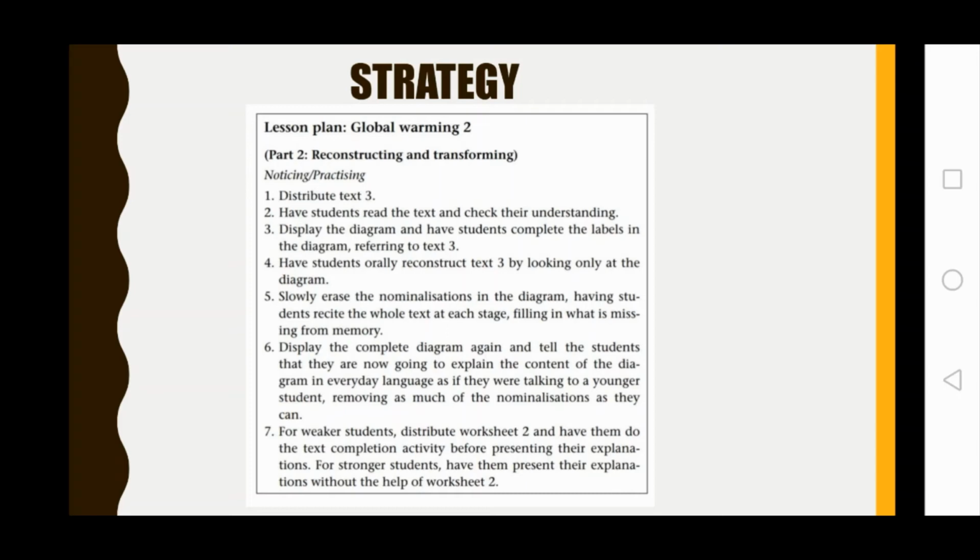Also, one concept of transforming says, have students practice transforming the information from the original text into a new text, making use of the notes or visual representation. And we could evidence that with the diagram activity, because it is basically filling in the gaps of the diagram using the information of the text. And we have noticing, which we could evidence because they had to notice at the beginning and explore the difference between a nominalized text and a denominalized text. And also we have practicing, which we could evidence when they had to practice.